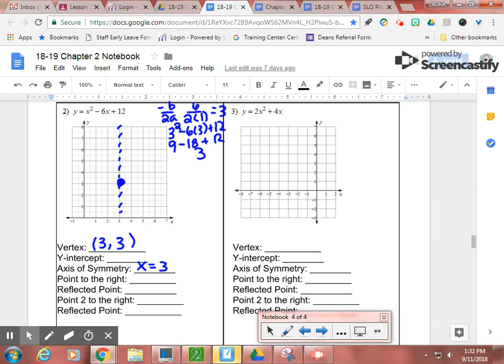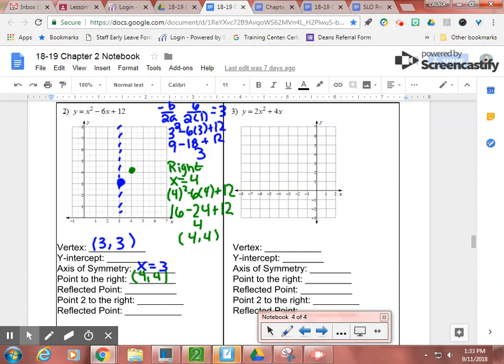Okay, so then I want a point to the right. If you want a point to the right of that, you started at x equals 3, so directly to the right is going to be at x equals 4. So I plug that in, and I have 4 squared, minus 6 times 4, plus 12. So 16 minus 24 plus 12 is going to give me 4. So that's the point 4, 4. Put that on your graph.